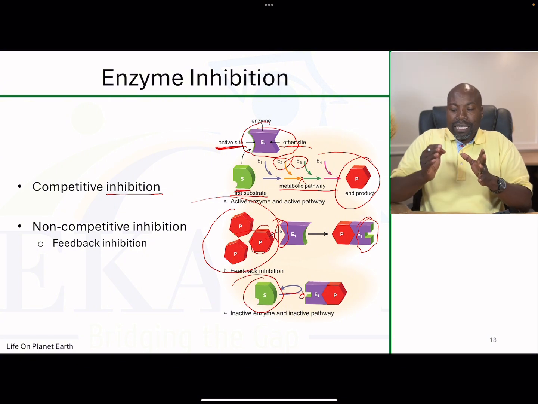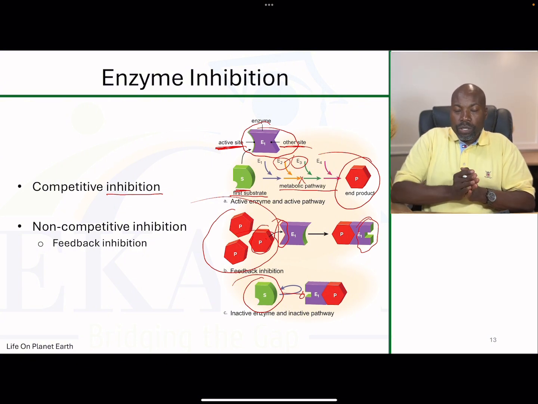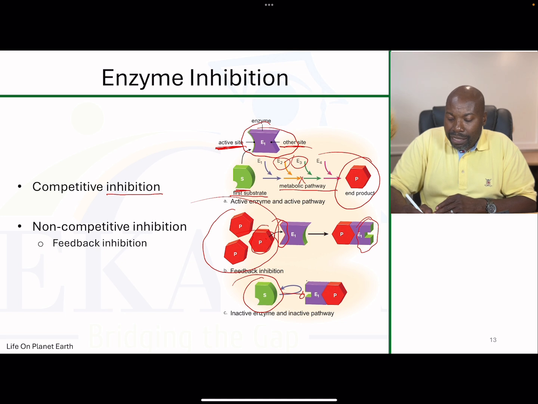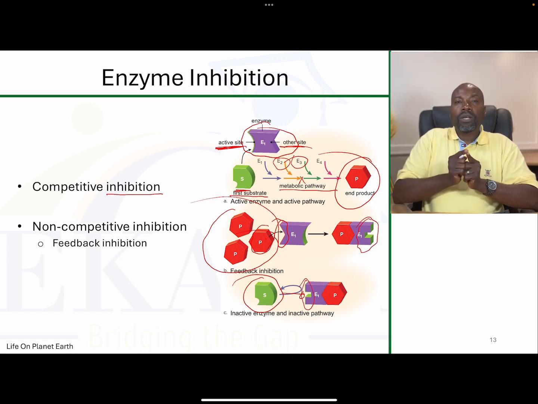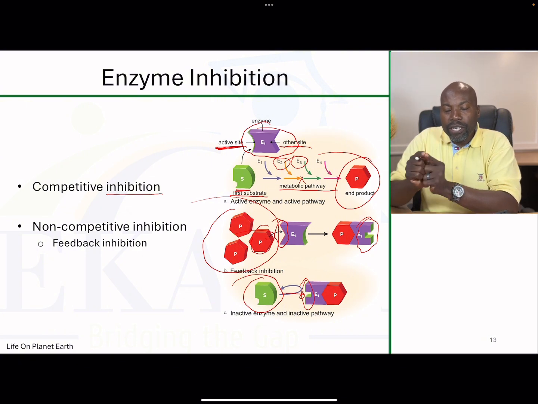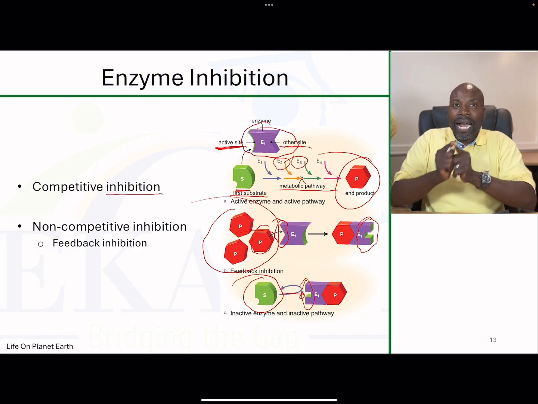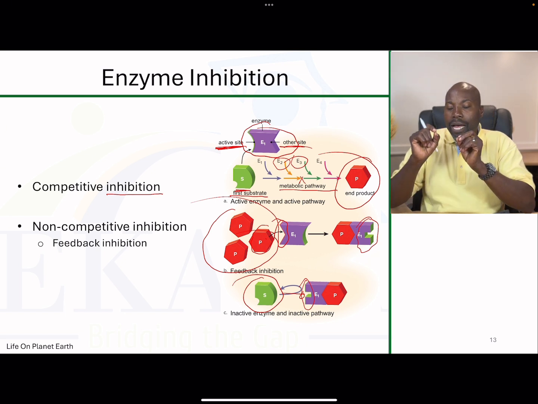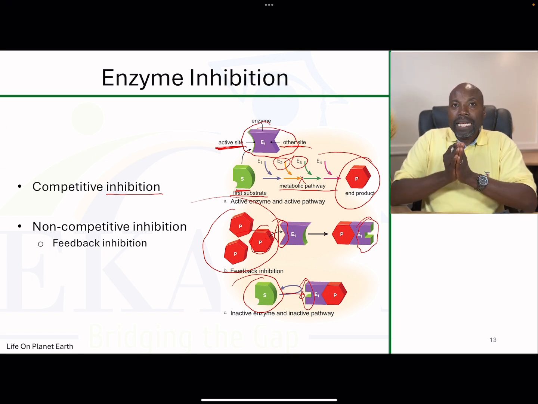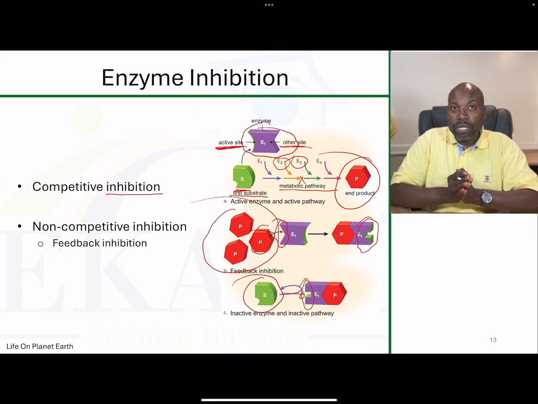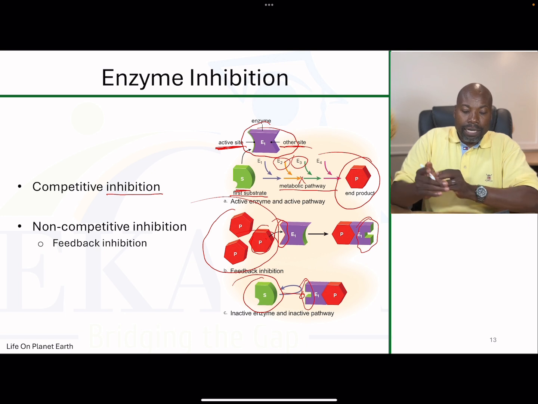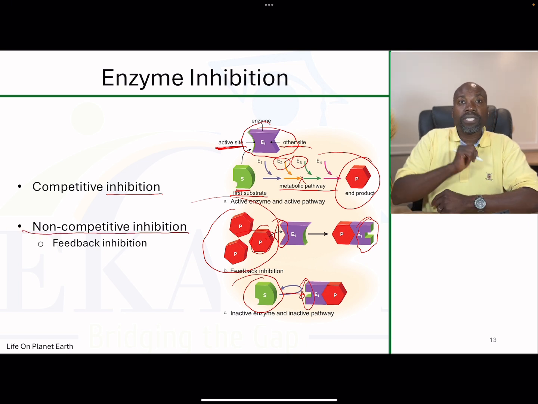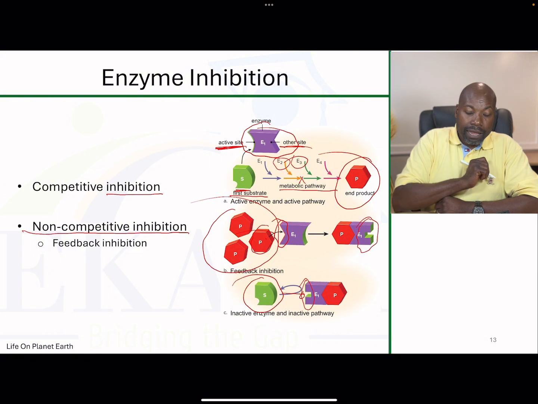And now we have an inhibition that is caused not because the active site is busy, but because the active site is misshaped. This is what we call non-competitive inhibition. So the inhibitor is binding on another site but the active site, and that binding is causing a change in the conformation, which now prevents the substrate from binding on the active site. Again, non-competitive inhibition.